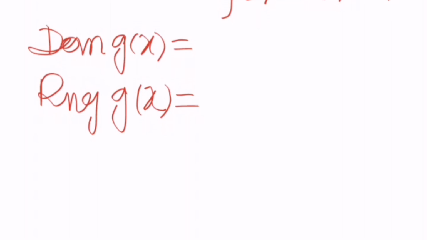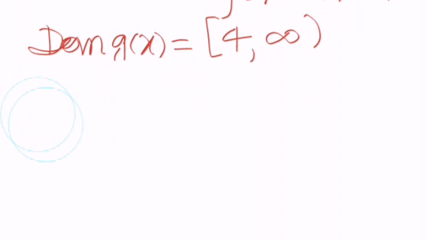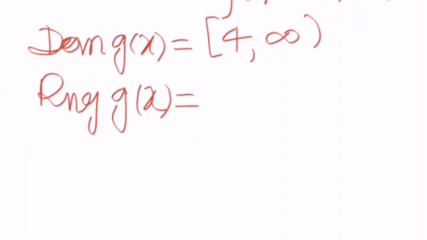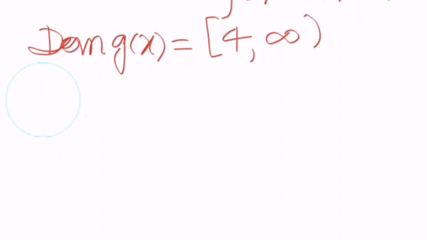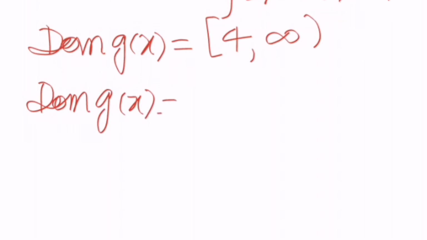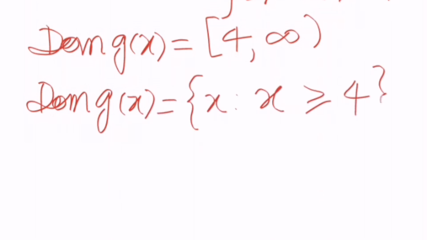Look, the domain is all values greater than or equal to 4, as they tell us. This is how we write it. Or it can be expressed in another form also. Domain of g of x is x such that x is greater than or equal to 4. This is how we can write it.